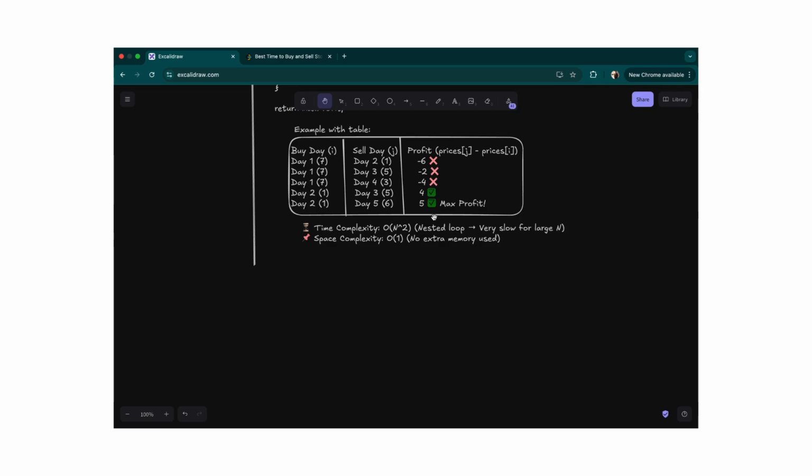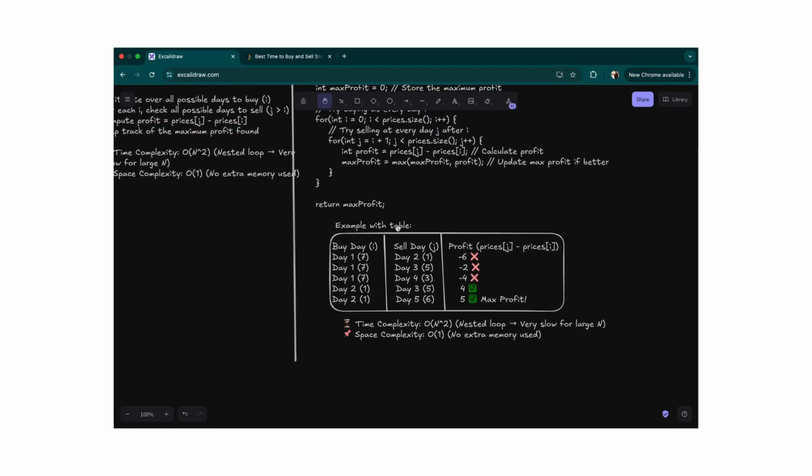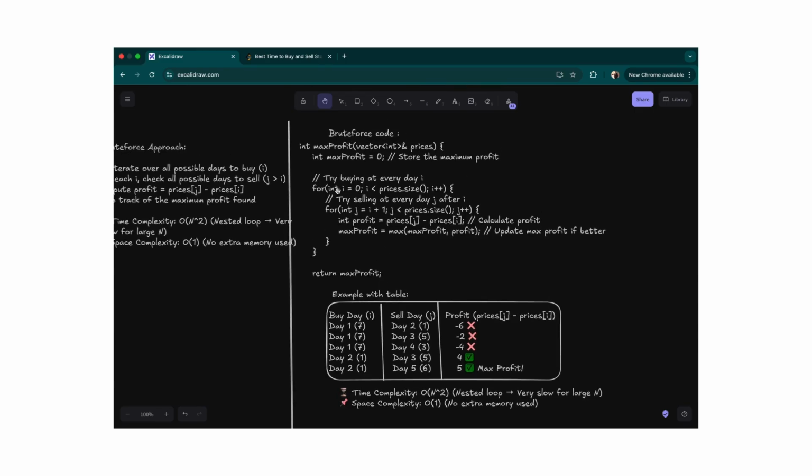But guys, let's understand what's the problem with the brute force approach through the code. So basically we have been given a function. We are taking the parameter of the array prices, vector of int prices, and we are initializing the maximum profit to 0. That will store the maximum profit.